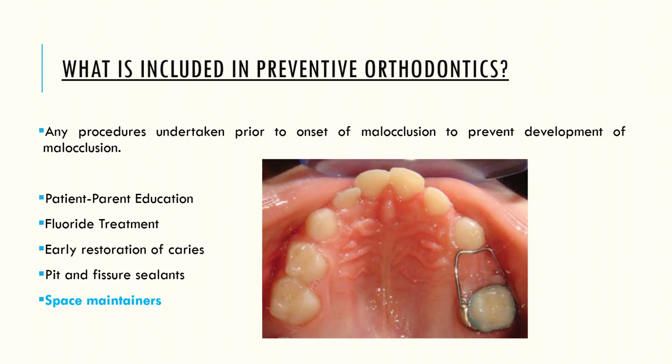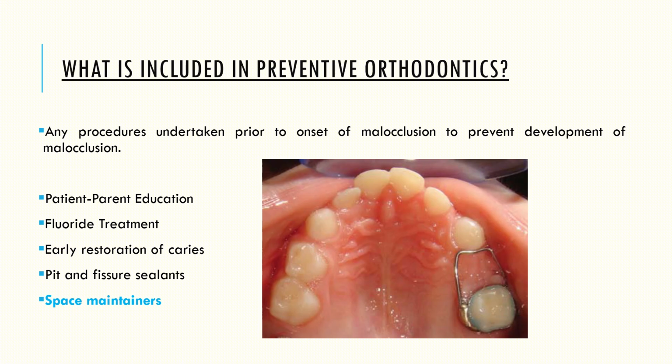Space maintainers. Space maintainers are appliances given to maintain the space for the erupting permanent teeth after premature loss or extraction of deciduous teeth. There are different types of space maintainers like unilateral, bilateral, fixed, removable, which we will study in detail as the lecture series goes on.